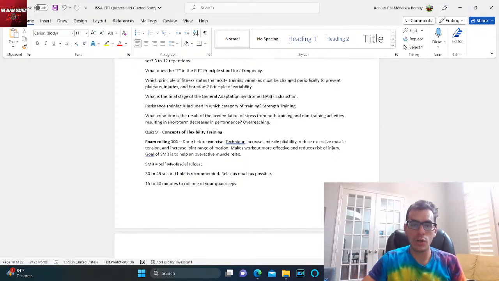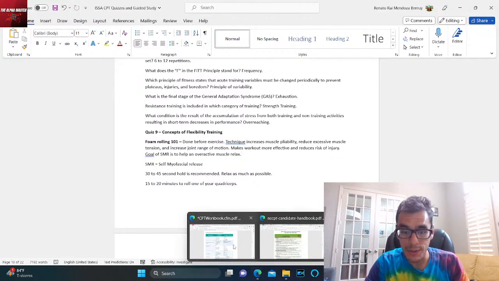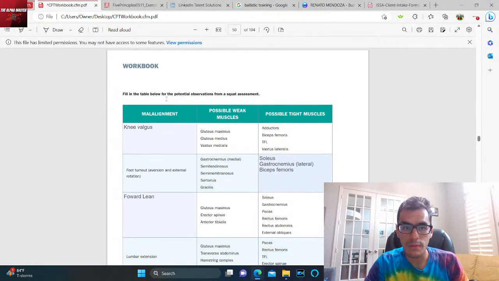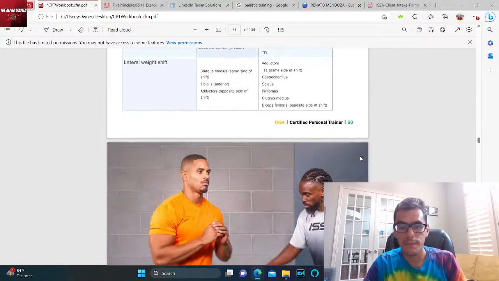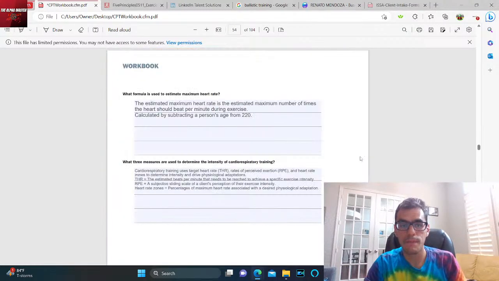Now, after this, we're gonna go over concepts of flexibility training, but we are done for today. Also, remember the positional acceleration from squat assembly, the possible weak muscles and the possible tight muscles. That was it for now.